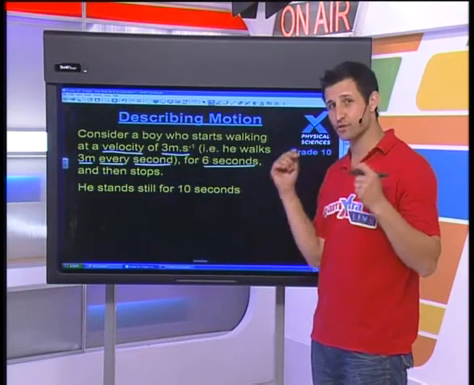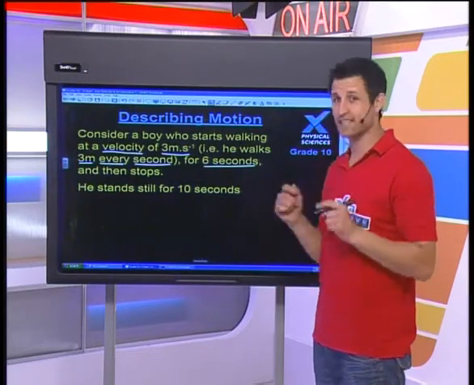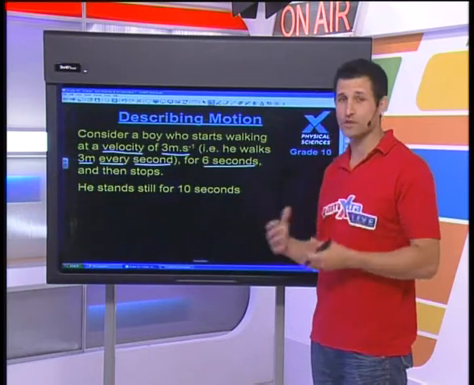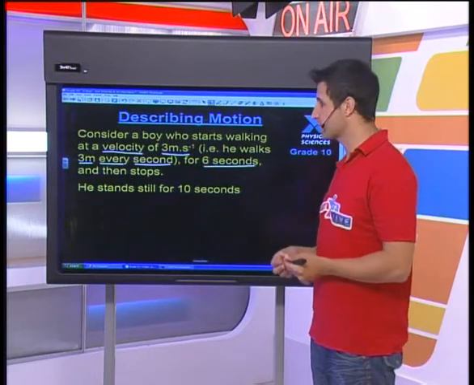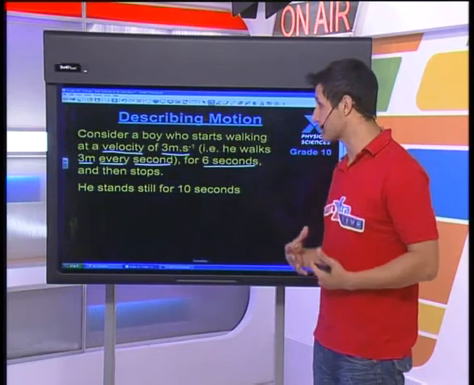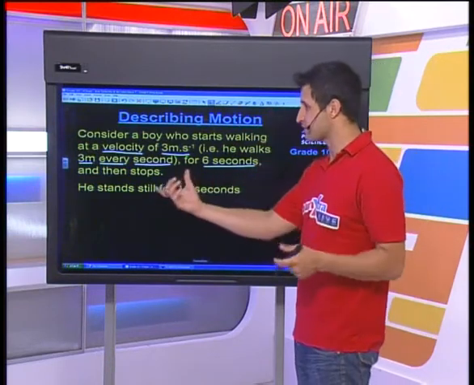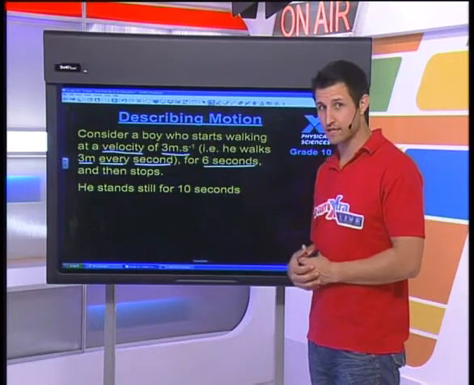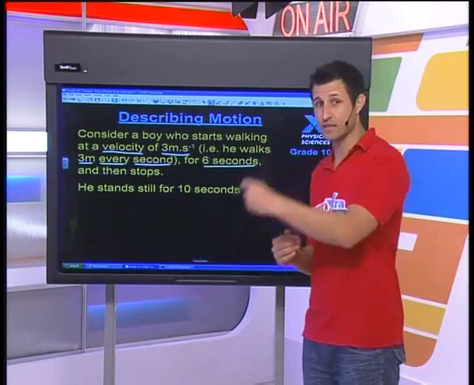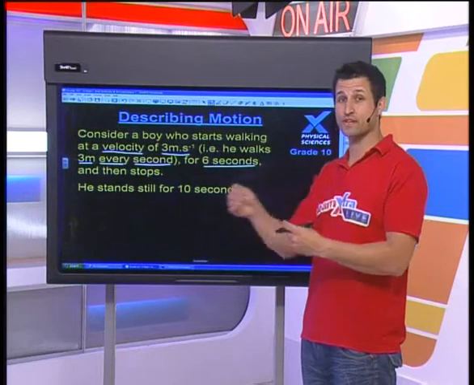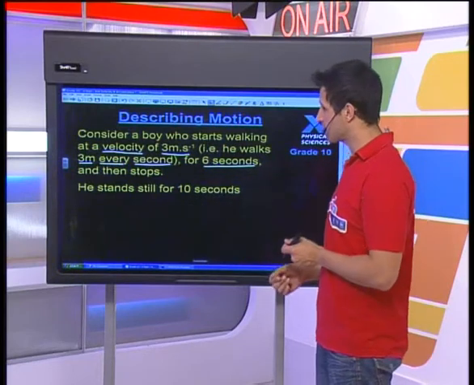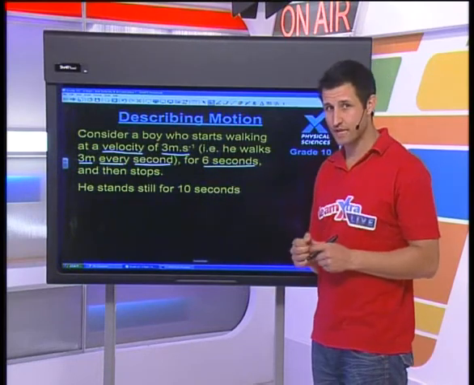And he's going to do this for 6 seconds. And then he stops. Okay, so there's quite a bit of story going on there. Okay, so let's just go through and revise some of the important pieces of information. We've got this boy who starts walking at a velocity of 3 meters per second. And that means that every second that goes by, he walks another 3 meters forward. Okay, he's going to do that for 6 seconds.